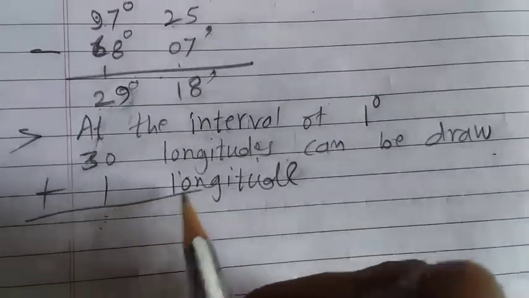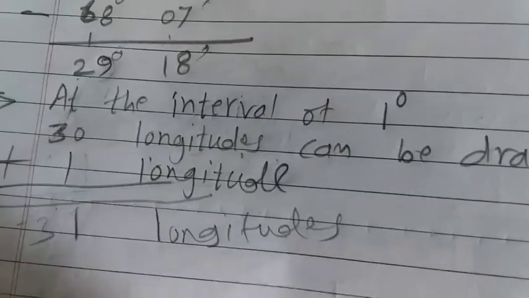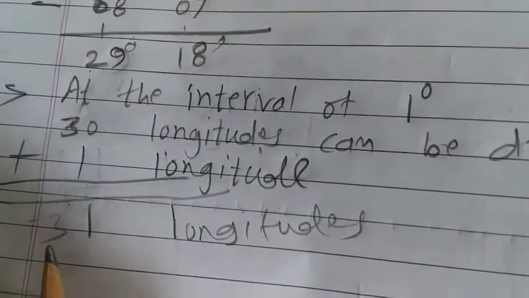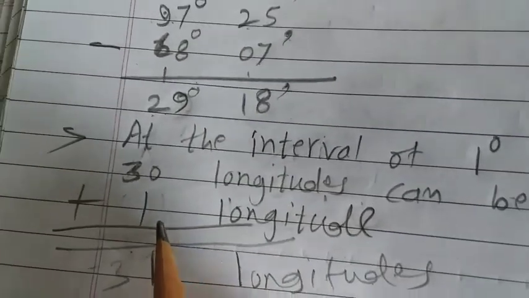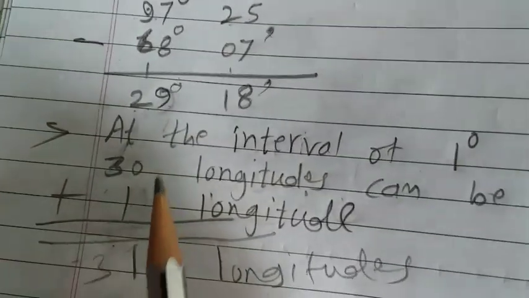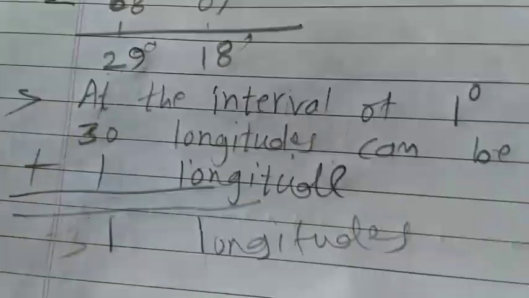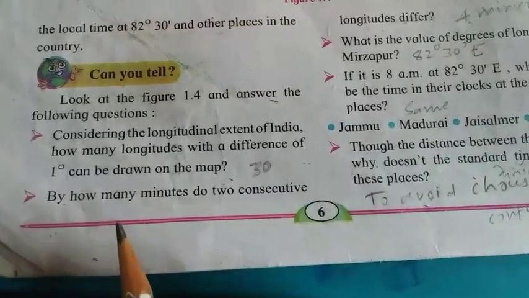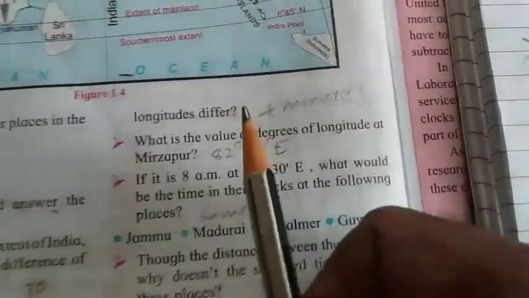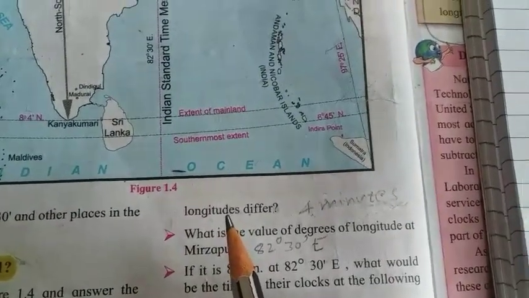Thus, considering the longitudinal extent of India, one can draw 31 longitudes. But remember that the difference between the 30th longitude and the 31st longitude will not be 1 degree. Next question. By how many minutes do two consecutive longitudes differ? As you know, the difference between every two consecutive longitudes is 4 minutes.